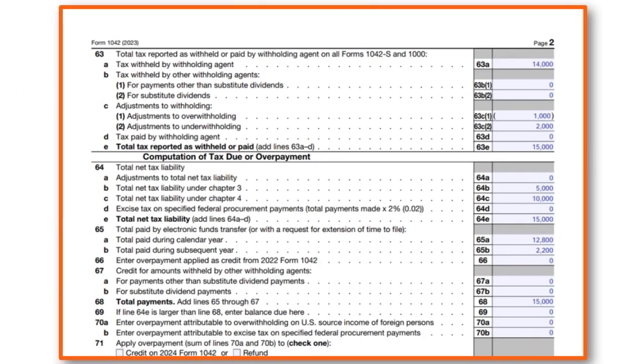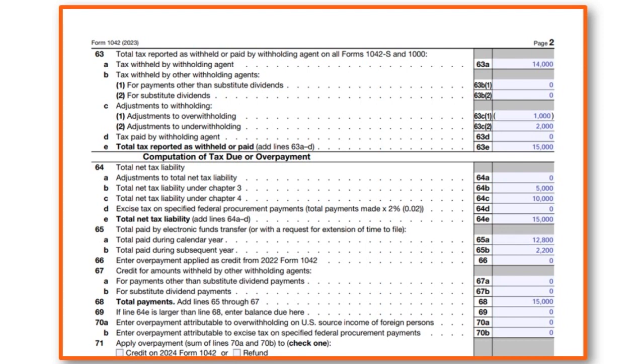Next, on line 63, total tax reported as withheld or paid by the withholding agent on all Forms 1042-S and 1000, we put $14,000. And for adjustments, C1 is $1,000 and C2 is $2,000. The total tax reported as withheld or paid is $15,000. So remember that number.